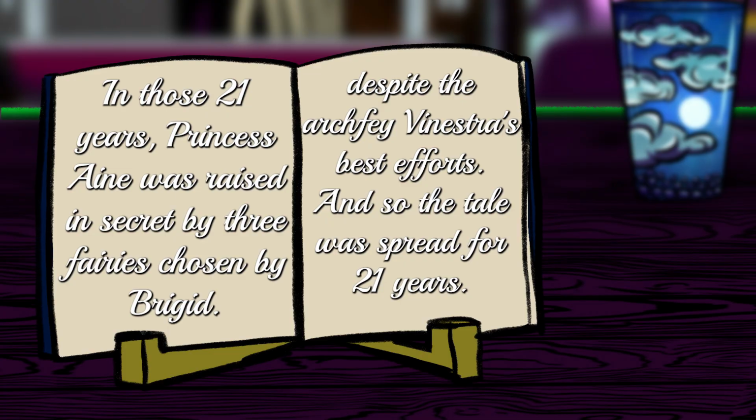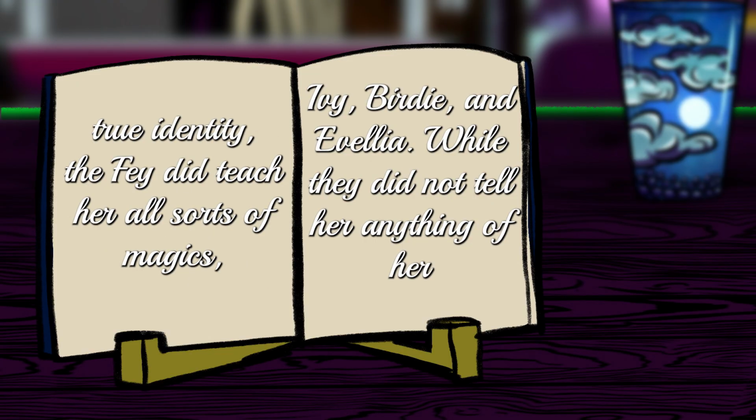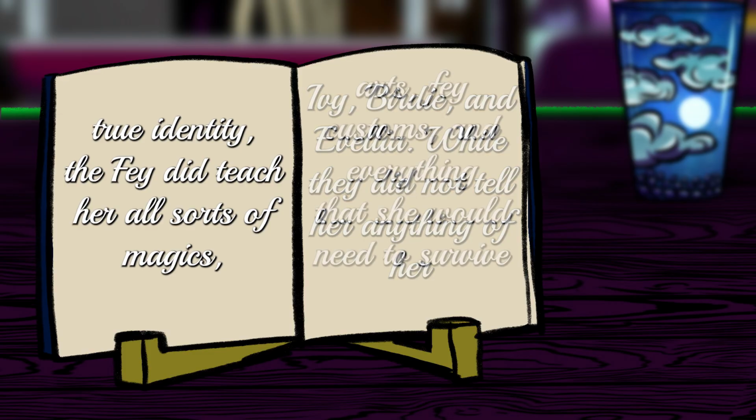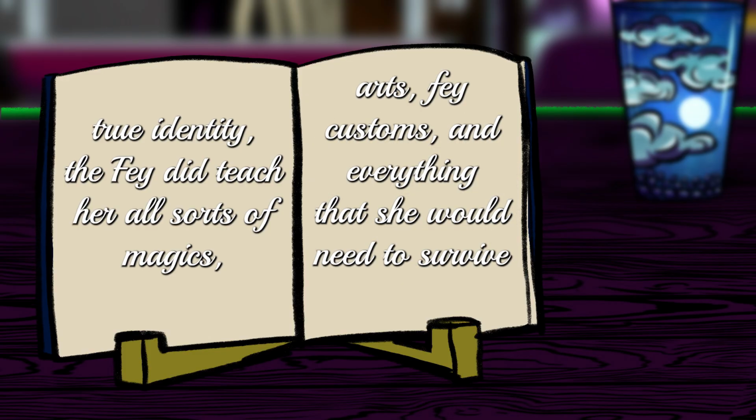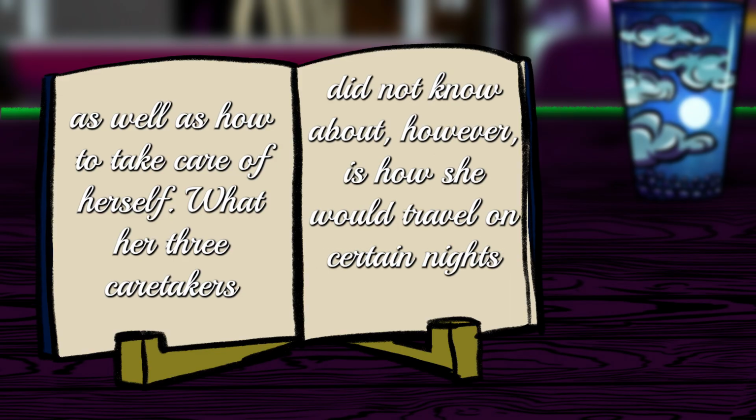In those 21 years, Princess Ein was raised in secret by 3 fairies chosen by Brigide: Ivy, Birdie, and Avelia. While they did not tell her anything of her true identity, the Fae did teach her all sorts of magics, arts, Fae customs, and everything that she would need to survive, as well as how to take care of herself. What her 3 caretakers did not know about, however, is how she would travel on certain nights.